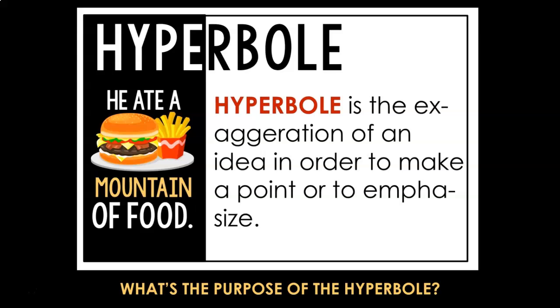Hyperbole. He ate a mountain of food. Hyperbole is an exaggeration of an idea to make a point or to emphasize the size of something. So you can't literally eat a mountain of food. No human being could survive that. No, not even you. But what's the purpose of saying he ate a mountain of food? Well, in our mind's eye, if we picture a mountain of food and how much food that would be, it gives us an idea of how much the narrator thinks the other character is eating.